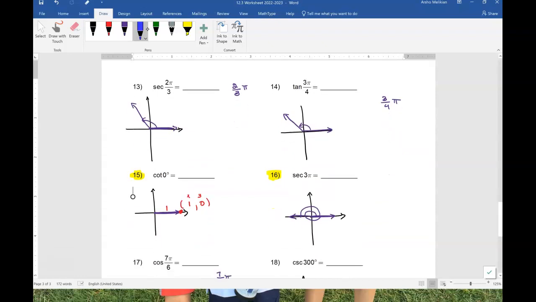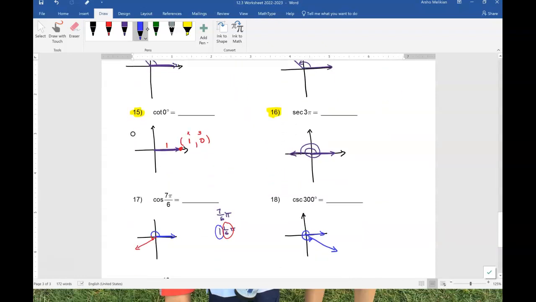Okay, so here we go. For the cotangent here, it's going to be x over y, which is 1 over 0, which is undefined. No, it's x over y. Cotangent is x over y, so it's undefined. Okay? If you write 1 over 0 as your final answer, it'll never be full credit. You have to say undefined.